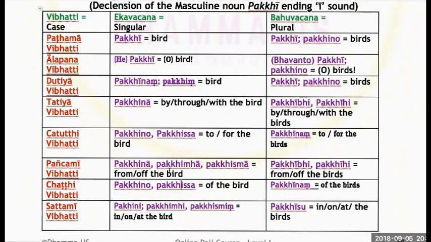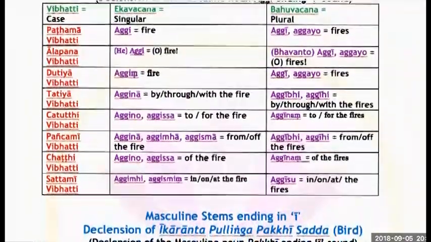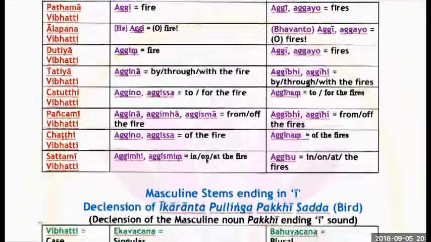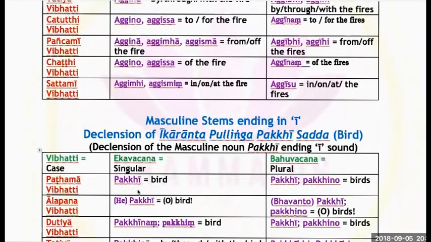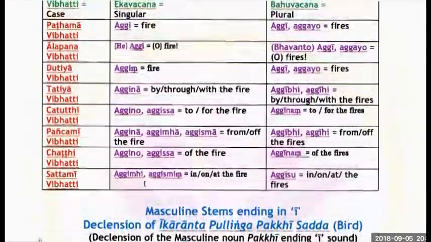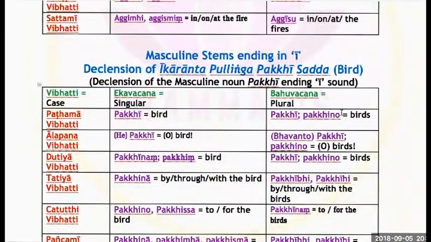So, if you compare that with aggisadda, they look pretty similar, but there are little differences. Aggi, aggayo. Look at this one: pakki, pakki, pakkino. Instead of aggayo, we have pakkino here. And this one is already long, not like aggi. Here it is short, but here we have long, right? So aggayo becomes pakkino.